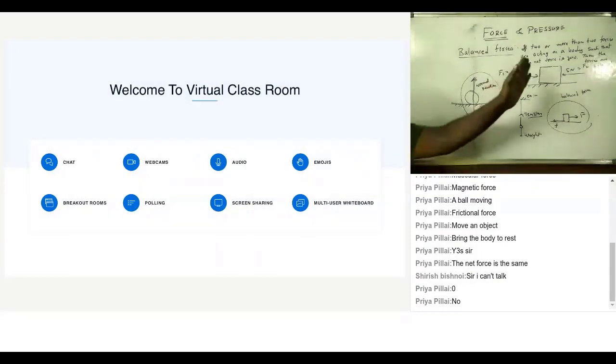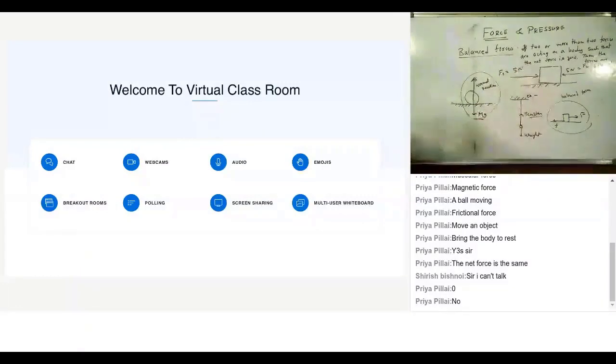So if this is the definition of balanced forces, what will be the definition of unbalanced forces? If the resultant of two or more forces is not zero, then the forces are known as unbalanced forces.